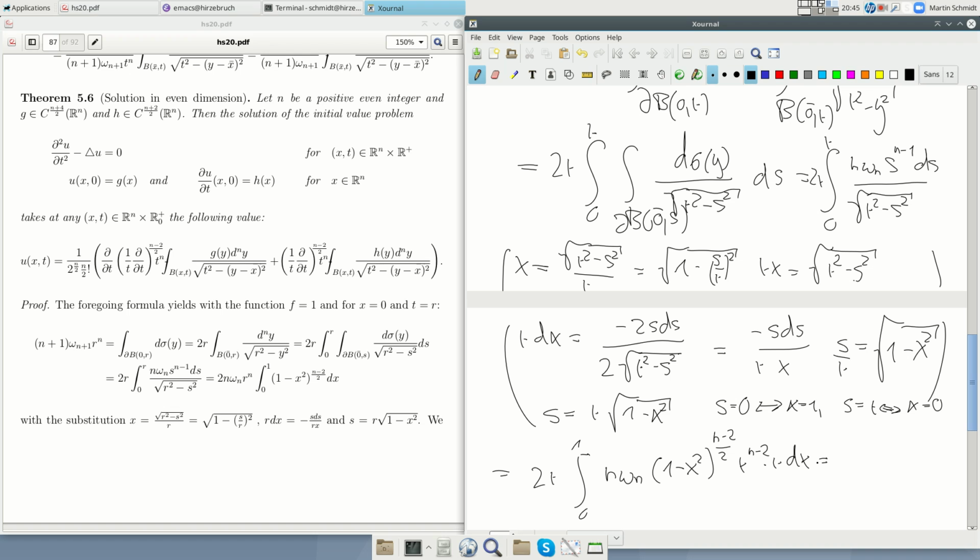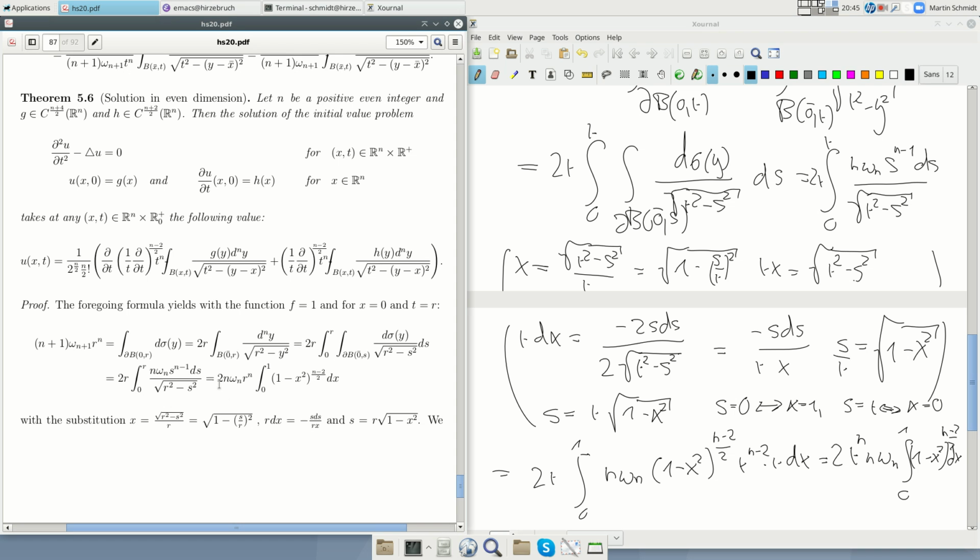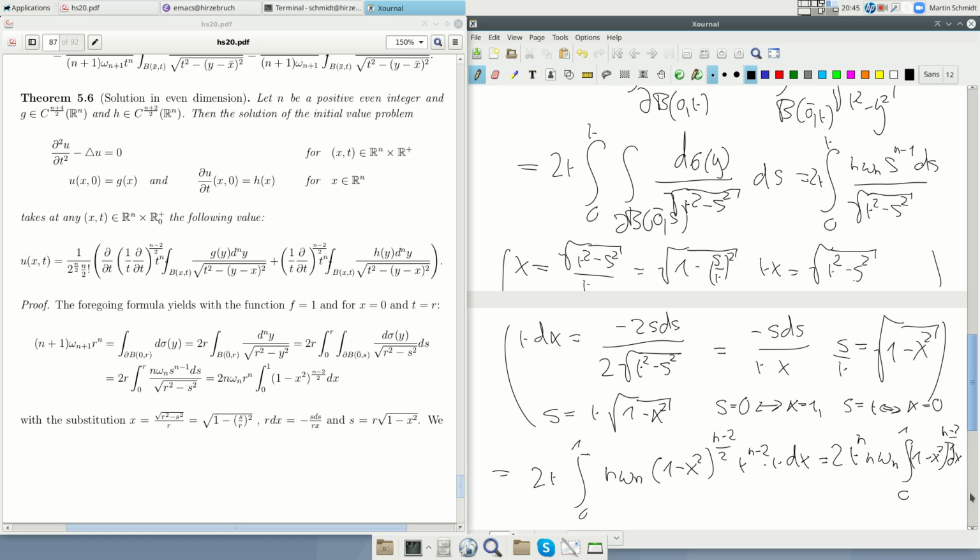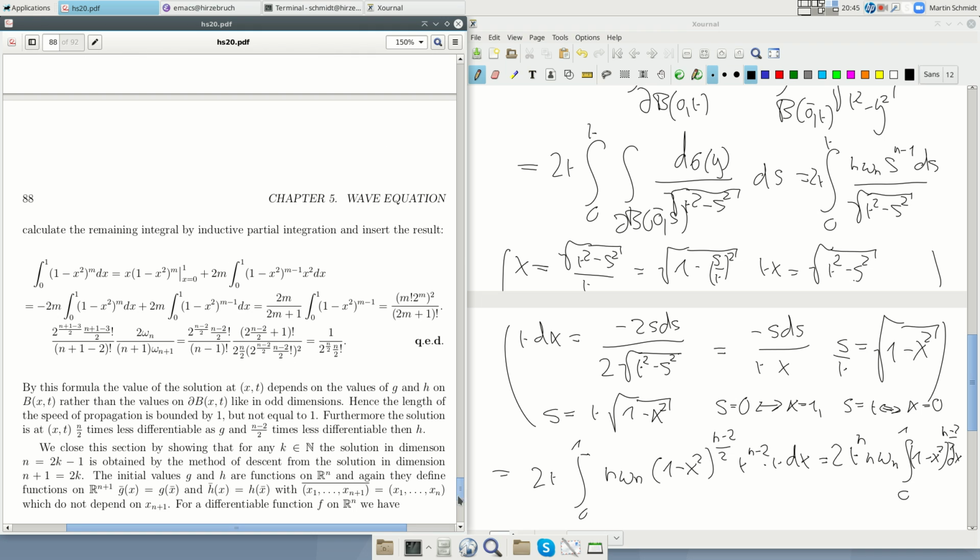And so what is it? The 2 remains, so let's put it out: 2 r to the power of n altogether, times n omega n, integral from 0 to 1 of (1 minus x squared) to the power n minus 2 over 2 dx. So we end up here with this formula. And now we want to calculate this integral.